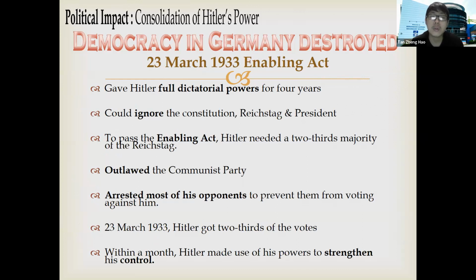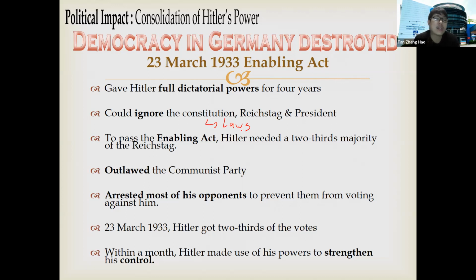He was able to do things and ignore the constitution, the Reichstag, and the president. For those of you who don't know what a constitution means, basically, he could ignore the laws. He could ignore the parliament, the other leaders that were voted in. He could ignore the president. And to give him this power, he needed a 2/3 majority.